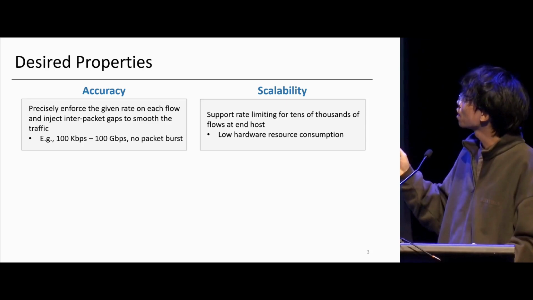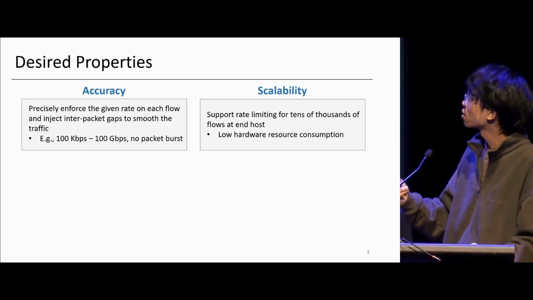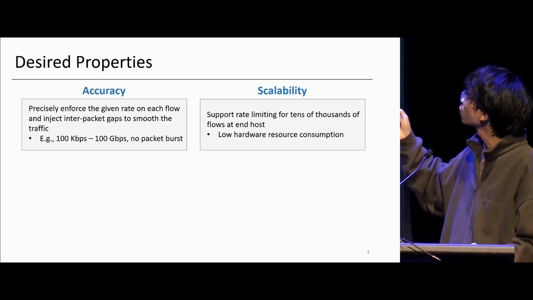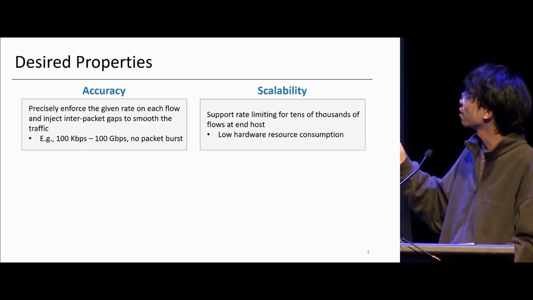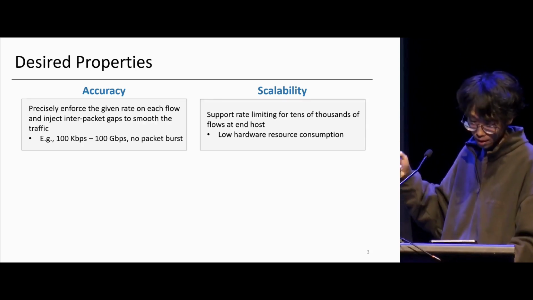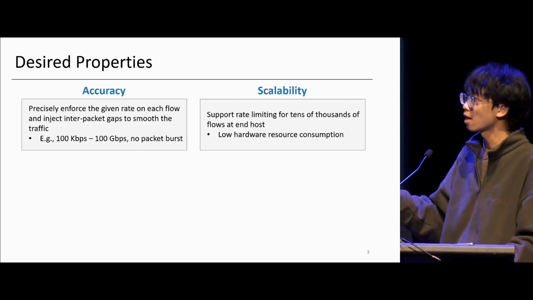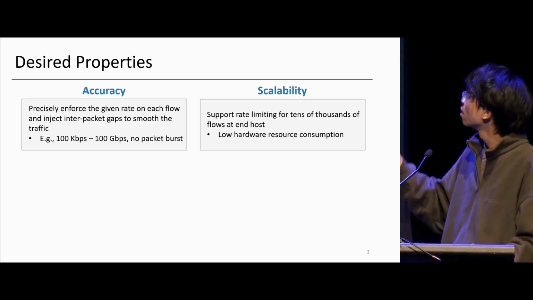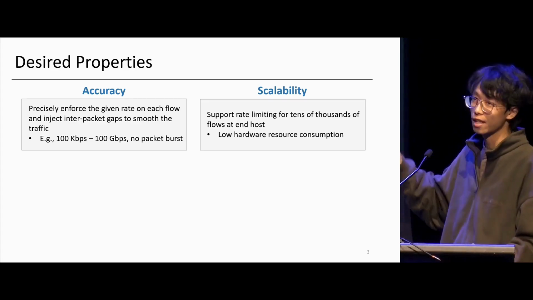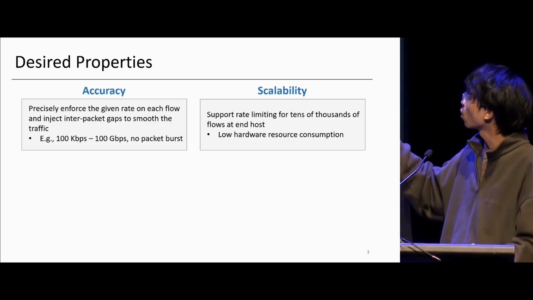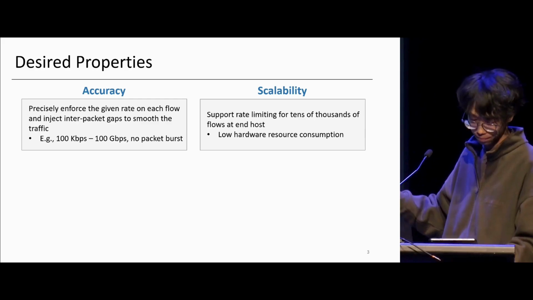In terms of scalability, high scalability means the rate limiter must support rate limiting for tens of thousands of flows at the end host. Since the memory and computing resources are limited in hardware, RDMA NICs desire a scalable rate limiter that could support many flows with low hardware resource consumption.